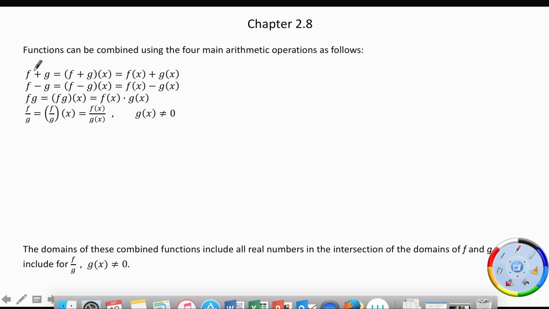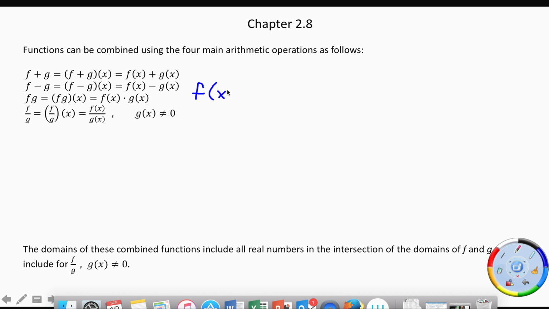So if I wanted to find f plus g, that's simply the function f of x plus the function g of x. If I wanted to do f minus g, I simply do f of x minus g of x. F times g, multiply f of x times g of x. And f over g, you guessed it, f of x divided by g of x. In this case, though, we have to make sure that g of x is not equal to 0. Remember, denominators cannot be 0.